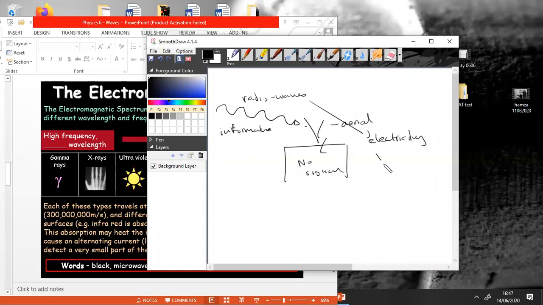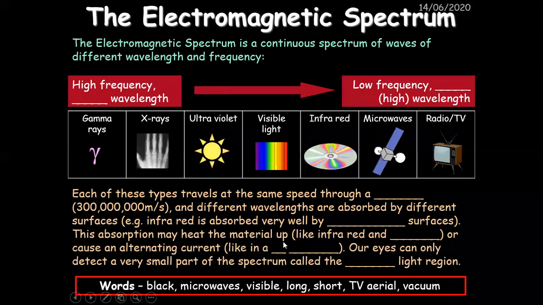Another word for electricity is an alternating current, or AC. So what waves can do when they hit an aerial, they can create an electrical current, an alternating current, and therefore waves can be converted into electricity by an aerial. So here, what they're saying is that a radio wave can cause an alternating current. So when something absorbs waves, if it's a black jacket and it absorbs heat, it's going to heat up the material. Or if it's an aerial and it absorbs a radio wave, it will create an alternating current, like in a TV aerial.